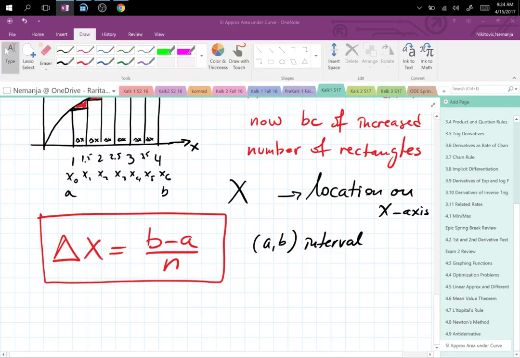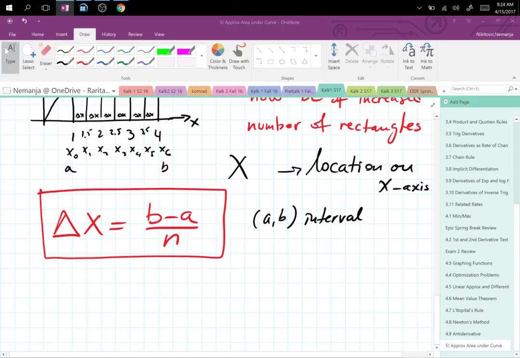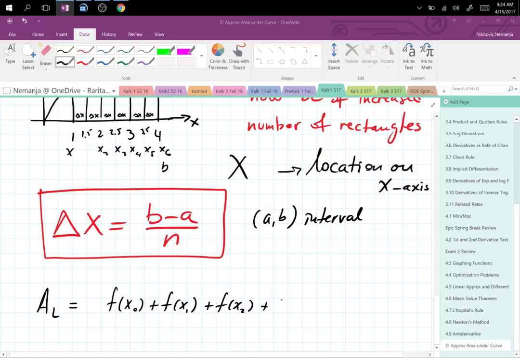So now, what is the formula? So area for the left-hand side, in this case, would be, we know it's going to be times delta x each one. So we are going to write f of x0 plus f of x1 plus f of x2 plus f of x3 plus f of x4 plus f of x5, all of that times delta x.